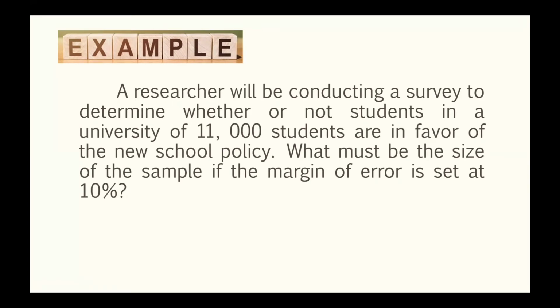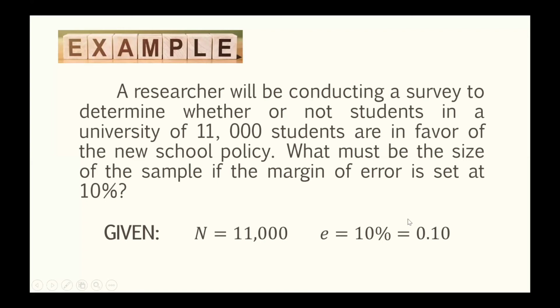In the problem, the given are 11,000 students as the population size. Ang symbol ng population size ay capital letter N. And next is to determine the margin of error in the problem. And the symbol for that is a small letter e. That is 10%. To get the decimal form of 10%, we're going to have 10 divided by 100. 10 divided by 100, that is 0.10.